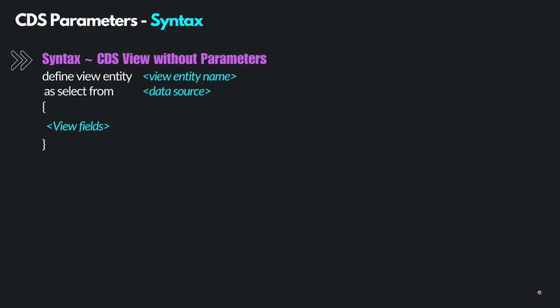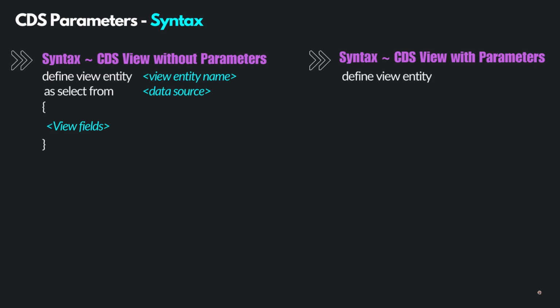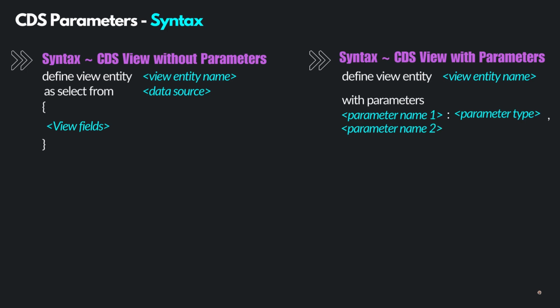Now, if I were to enhance this and include some parameters within this view definition, this is how I would go about it. Define view entity, the keywords remain the same, followed by the view entity name. And then the next thing we do is write the keywords with parameters, and then the name of the first parameter followed by a colon, and then the parameter type. This is followed by a comma, and then the next parameter followed by a colon, and then the parameter type for the second parameter.